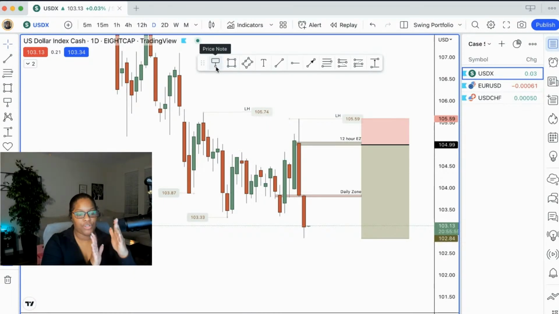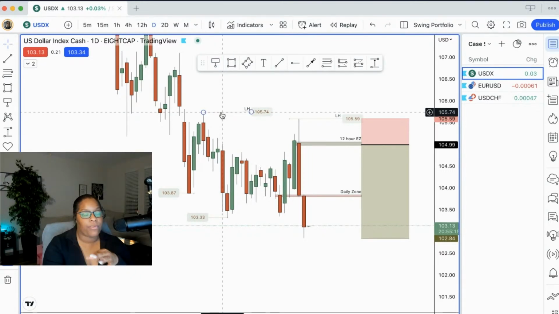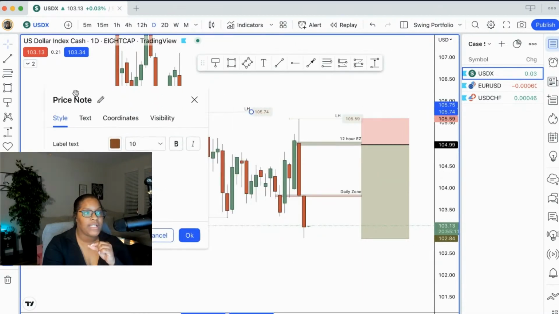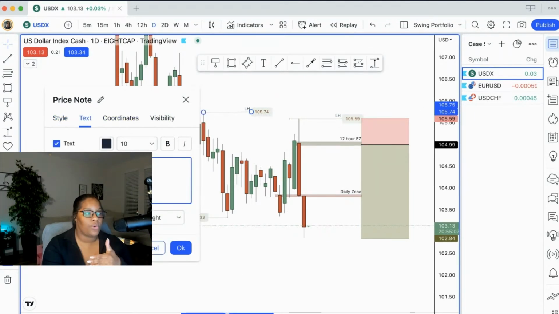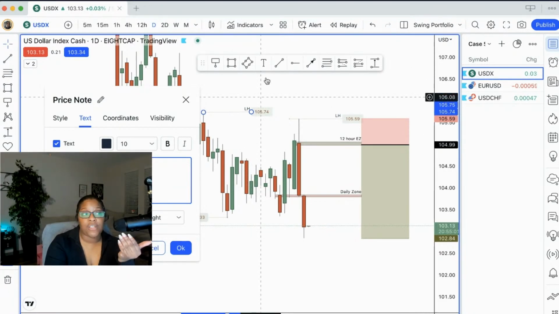Now, I do categorize my TradingView shortcuts tool by how often I use the tool. The cool thing about the price note tool that I love is that you can write on them. As y'all see, I have like lower high, right? But if I really wanted to write on it, I could come here, click on text, and write anything I want, and it's going to show on the tool. This way, I don't have to use the T text feature.